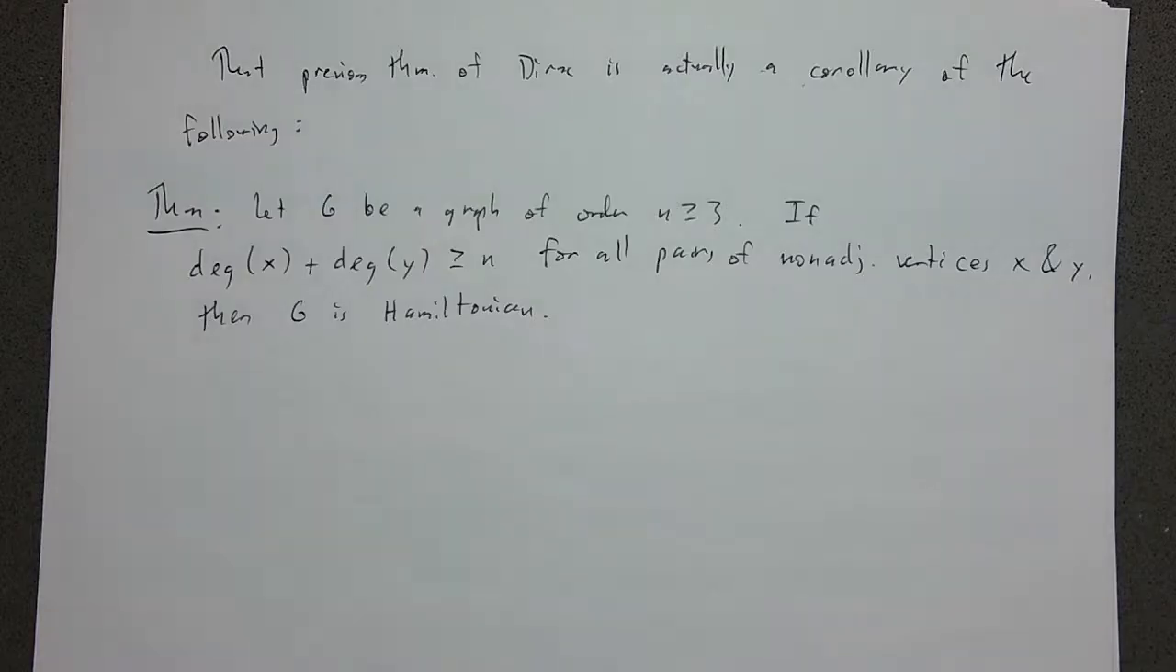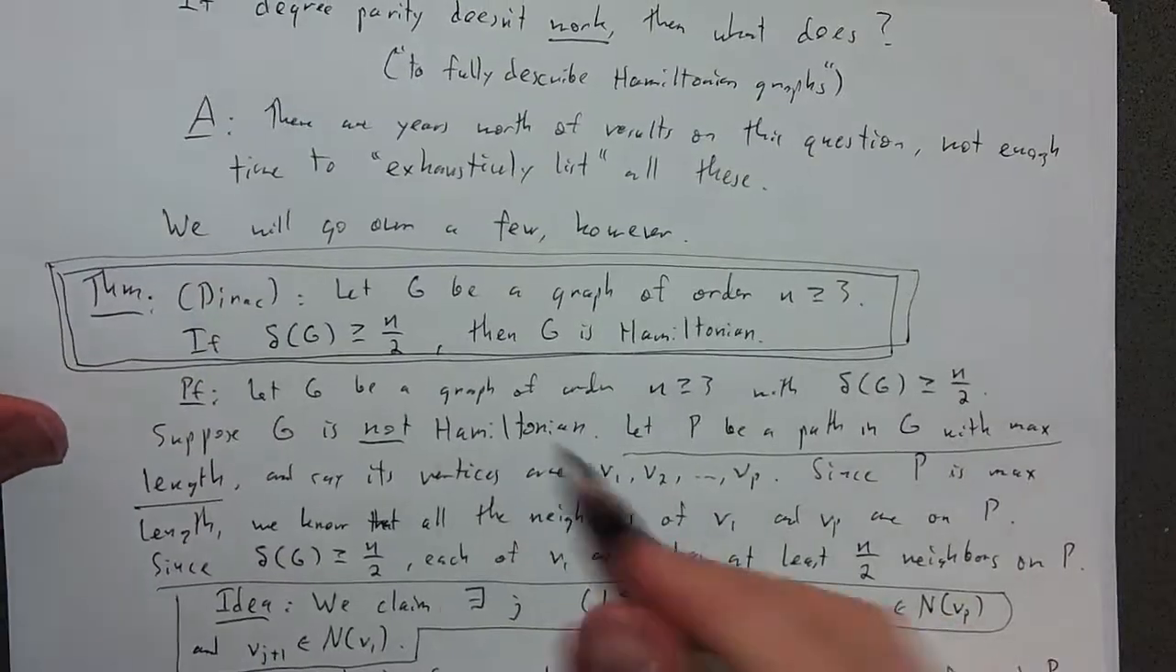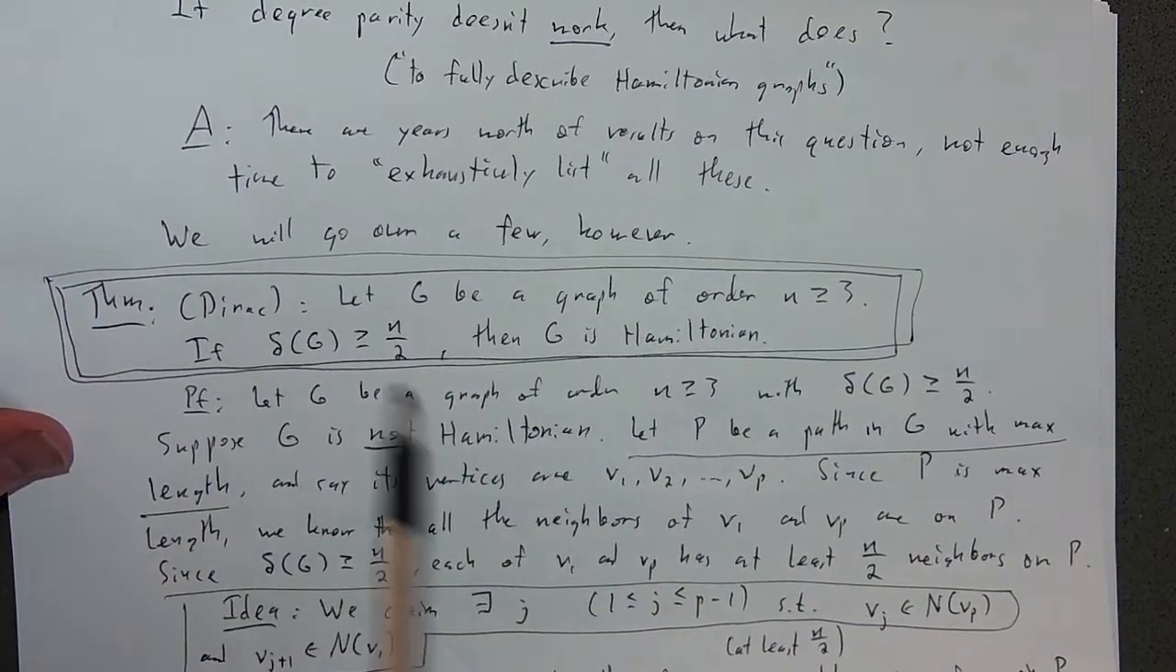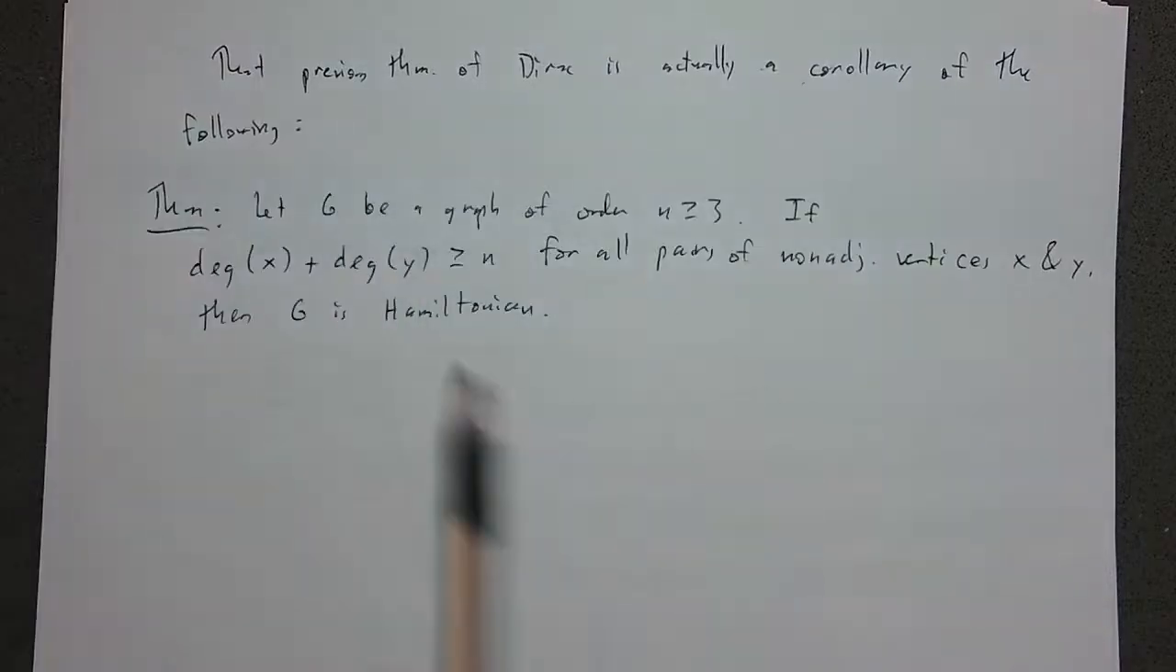Think about how this is related to saying the min degree is greater than or equal to n over 2. So think about how this statement is related to this statement, and how actually this is a special case of that. This is a stronger thing. Okay.